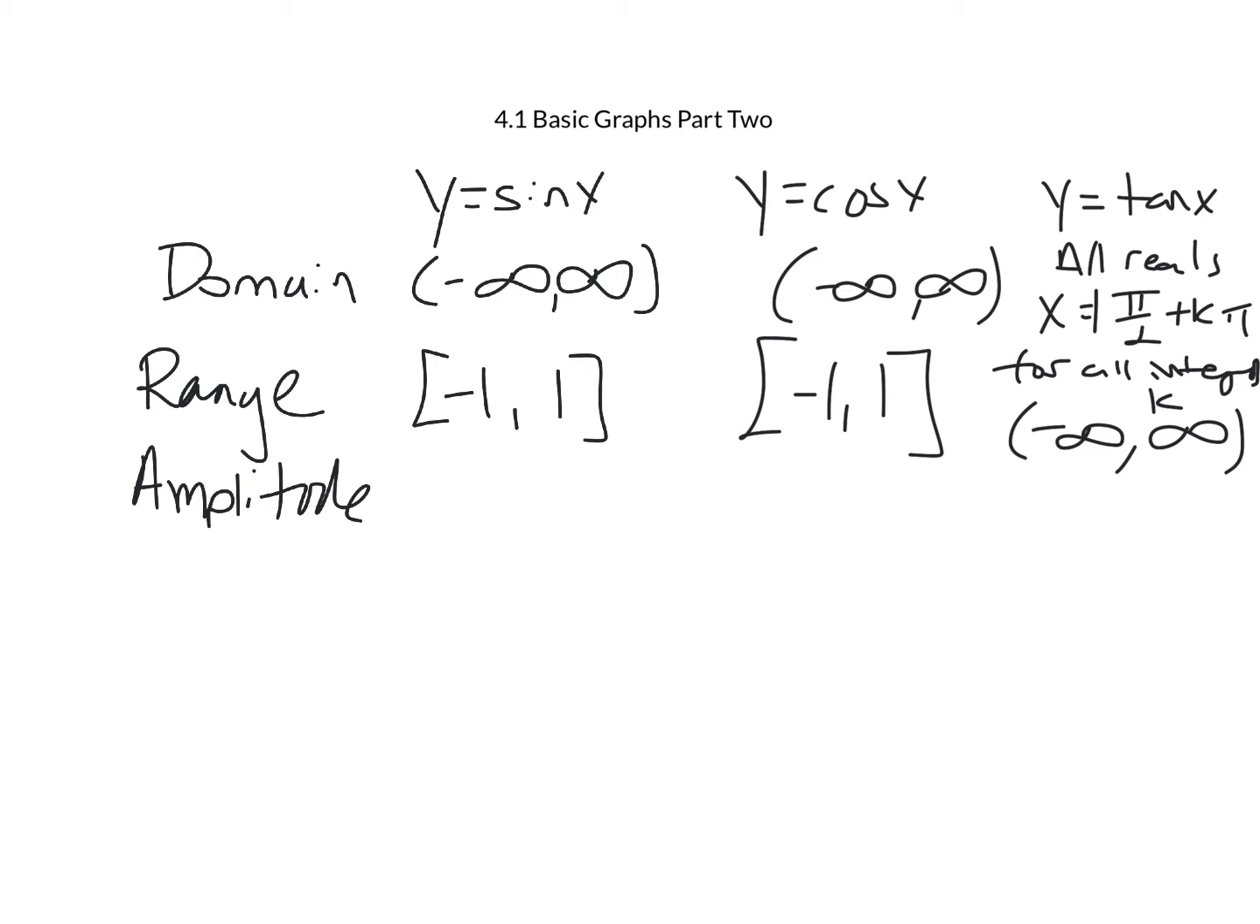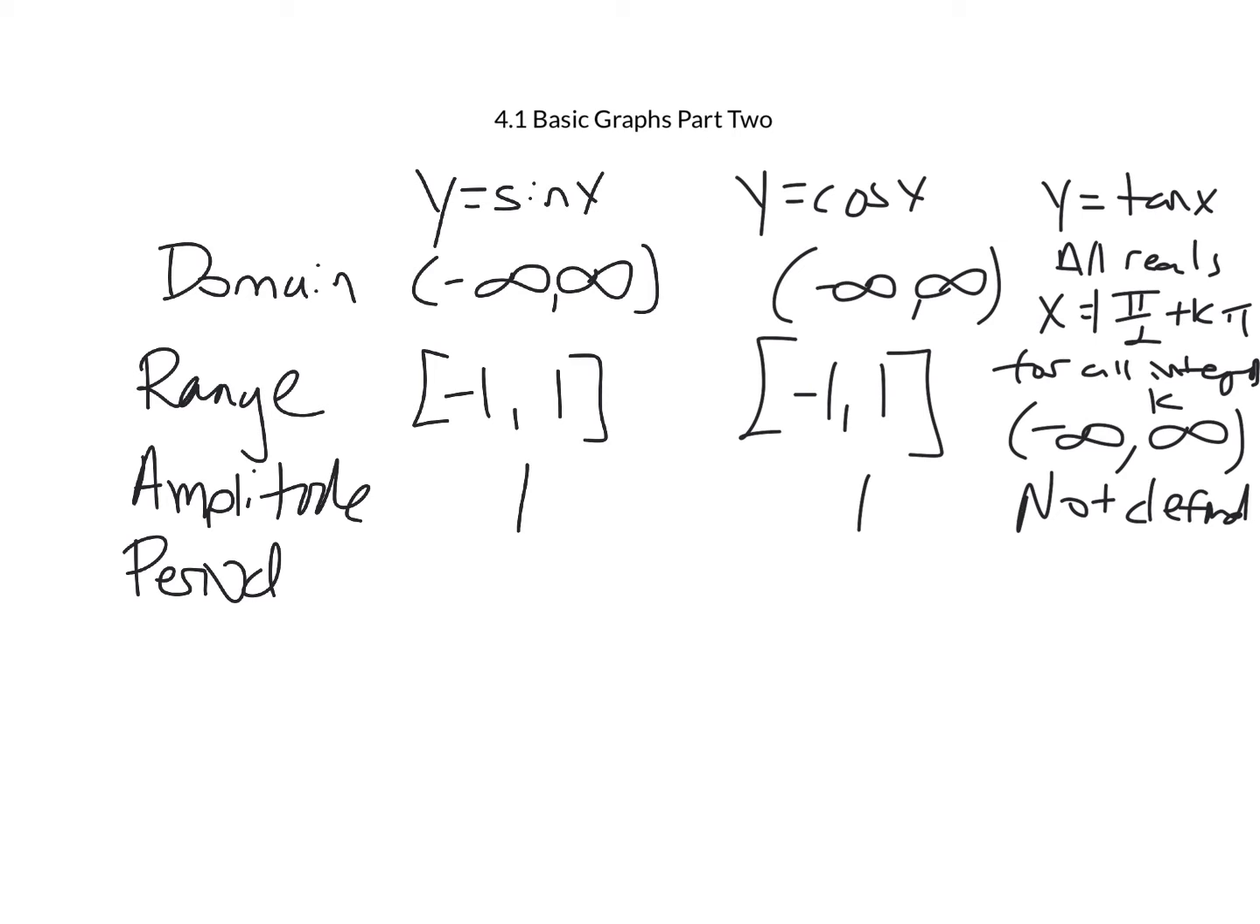Next, amplitude. Amplitude is really only defined in sine and cosine. And in the original graph, they're both 1. Okay, just in the original. And for tangent, not defined. Amplitude is half of the length of the wave. In the original graph, it's 1, because it goes from negative 1 to 1, which is a distance of 2.